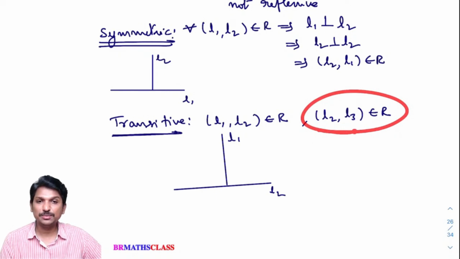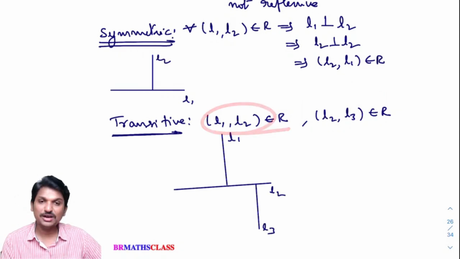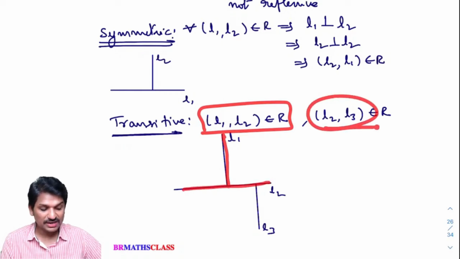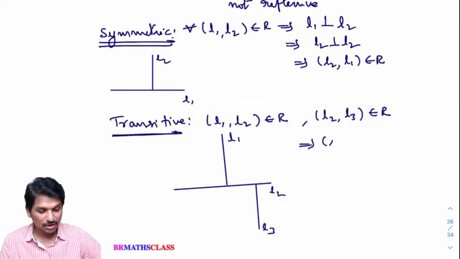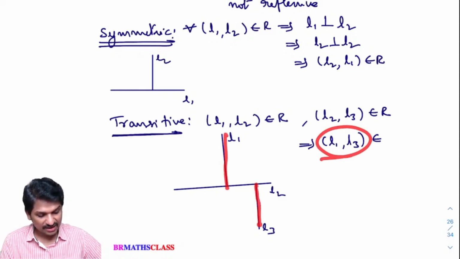L2 comma L3 belongs to R means L2 is perpendicular to L3. L1 comma L2 belongs to the relation means L1 is perpendicular to L2. L2 comma L3 belongs to the relation means L2 is perpendicular to L3. Now you need to check whether L1 comma L3 belongs to the relation or not. You look here, L1 is parallel to L3.